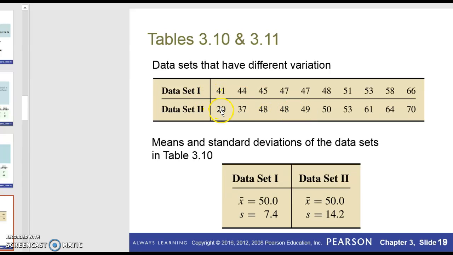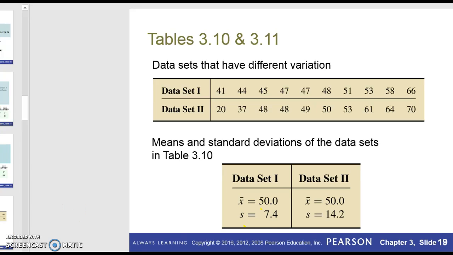For example, this one's 30 units away. This is about 13 units away. This is about 2 units away. But the average distance, if we add all those distances away, and the way we calculate the standard deviation, it's going to be 14.2 units away from the average, which is 50. Well, in set 1, they're all a lot closer to 50. So there's not as much of a variance. As a matter of fact, the average distance away from the mean is 7.4. So that means these numbers have an average distance away from 50 of about 7.4.